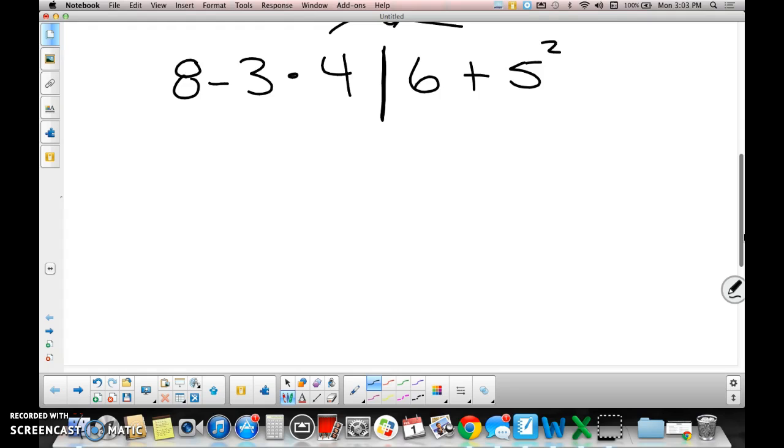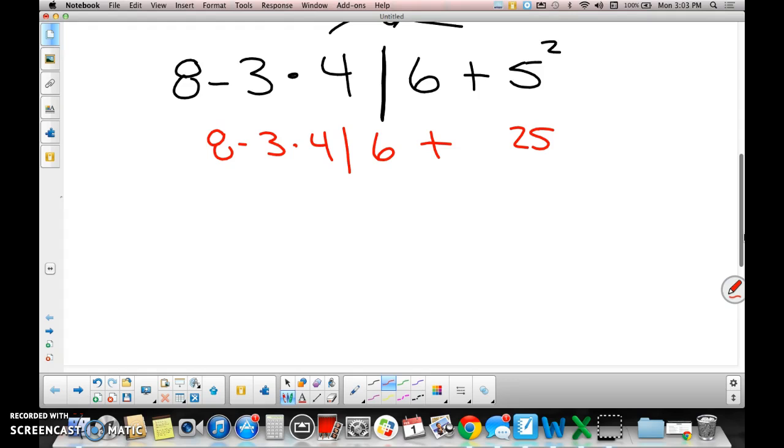When I look at this problem, I realize I have no parentheses, so I'm going to immediately skip down to my E, which is exponent, and I have an exponent in 5 squared. What we will do is write the answer to 5 squared right underneath it, and then rewrite the whole problem just like so. And this is exactly what you'll do in your work. So now we have 8 minus 3 times 4 divided by 6 plus 25.